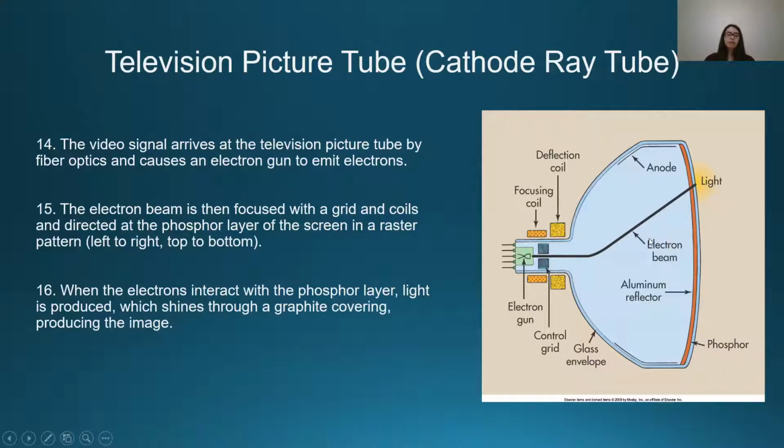A raster pattern is basically left to right, top to bottom. When the electrons interact with the phosphor layer, light will be produced as we see here, and it's going to shine through a graphite covering, which is what's going to allow us to see the image.